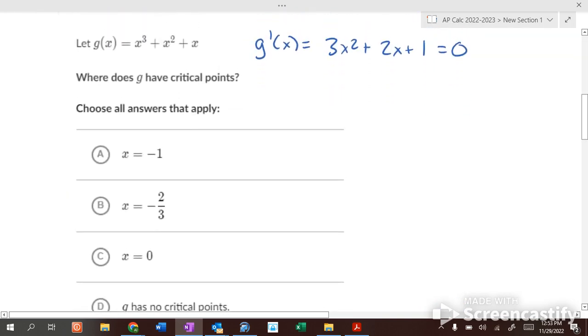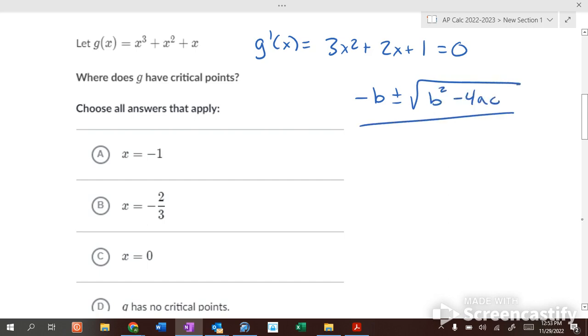Okay. So, can we factor this easily? Looks kind of tough to factor, right? So if we can't factor it, we use the quadratic formula. What's the quadratic formula? Negative b plus or minus the square root of b squared minus 4ac all over 2a.